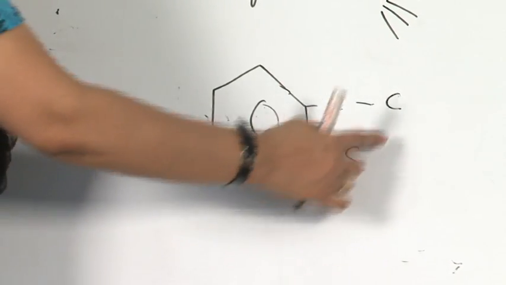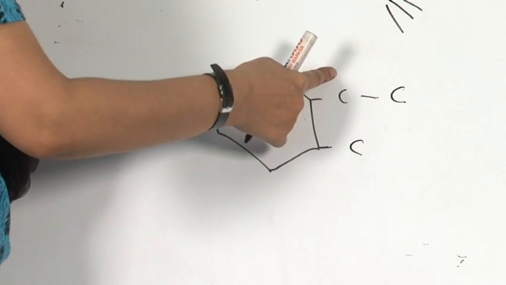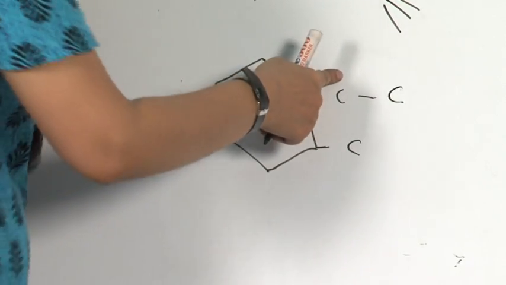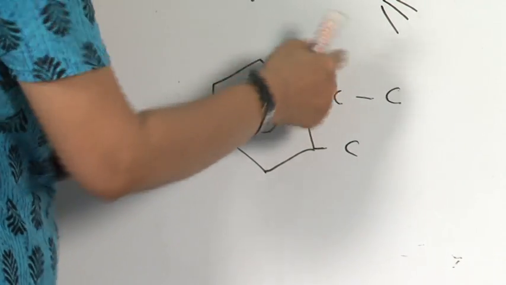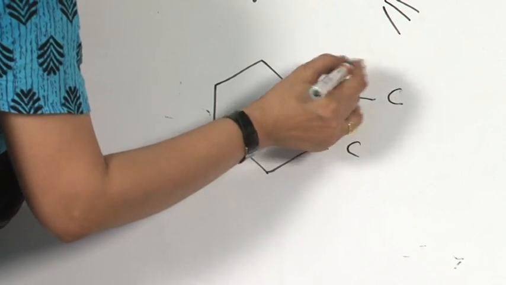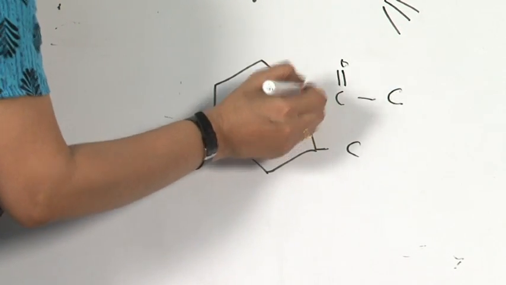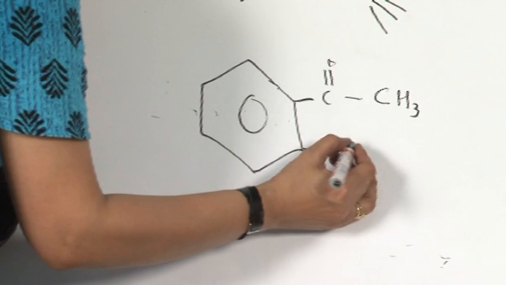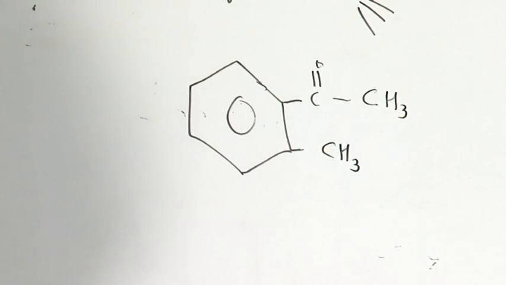Keto cannot be here, keto cannot be here. Keto has to be here. And since keto is here, one of the things is, it is giving a positive iodoform test. I know that a methyl keto group only can give positive iodoform test. And this is the compound. I hope it is clear.